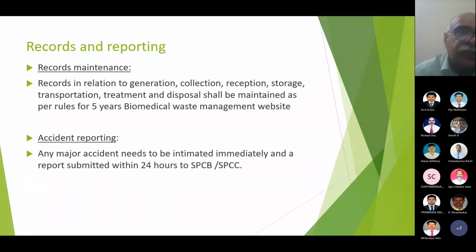And then there are various types of records and reporting which are to be kept for the generation, collection, treatment, and disposal. These records are kept on the Biomedical Waste Management website. And any major accident which happens has to be intimated immediately to the State Pollution Control Board. For example, if a vehicle overturns and there's a spillage of the waste in community areas, then that has to be informed to the State Pollution Control Board or Pollution Control Committee within 24 hours so that action can be taken and community health and risk can be protected. Next slide.